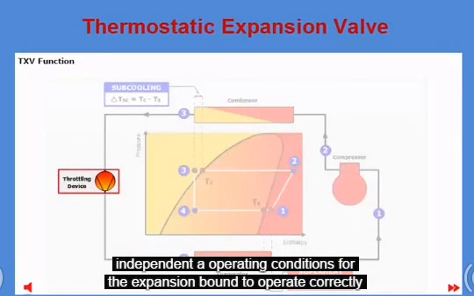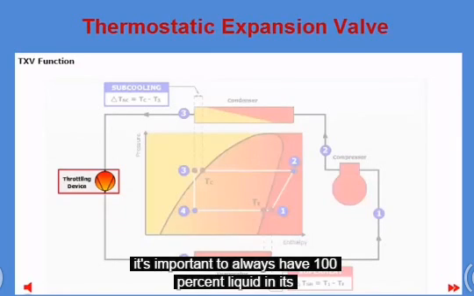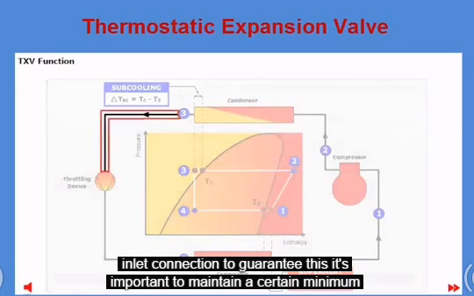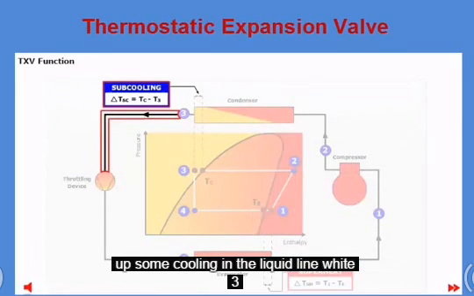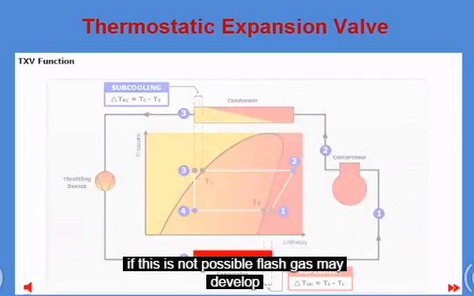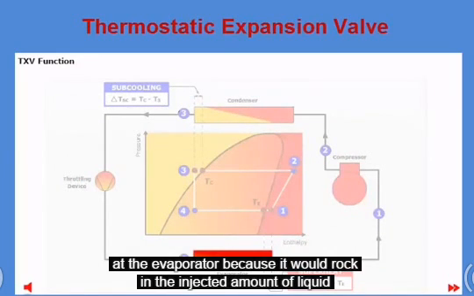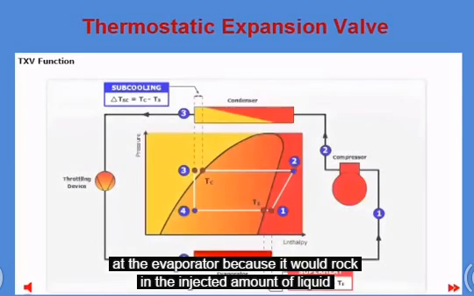For the expansion valve to operate correctly, it's important to always have 100% liquid in its inlet connection. To guarantee this, it's important to maintain a certain minimum of subcooling in the liquid line, point 3. If this is not possible, flash gas may develop in the inlet of the throttling device, and this will lead to starvation of the evaporator because of a drop in the injected amount of liquid.